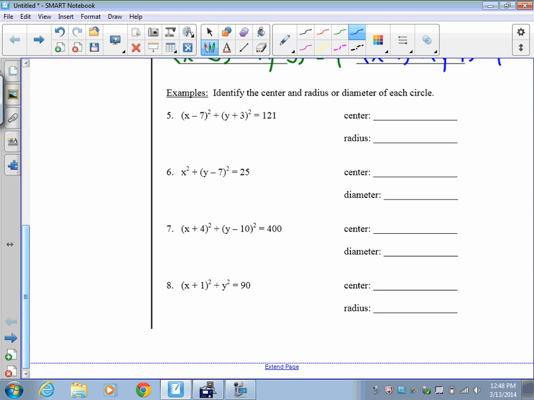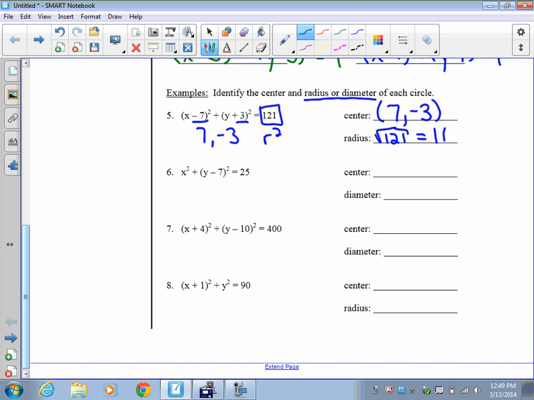This one says identify the center and radius or diameter of each circle. So we need to pay special attention if it's radius or diameter. For the center, we flip the sign, so it's going to be (7, -3). And the radius is the square root of 121. This right here is r squared, so if we want to solve for r, we need to take the square root of it, which is just 11.